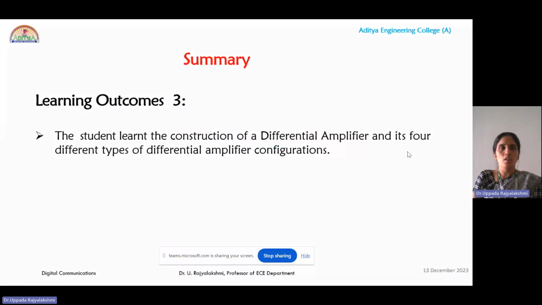Coming to the end of this module, students have learned the construction of the differential amplifier and its four types of configuration. Thank you for listening.